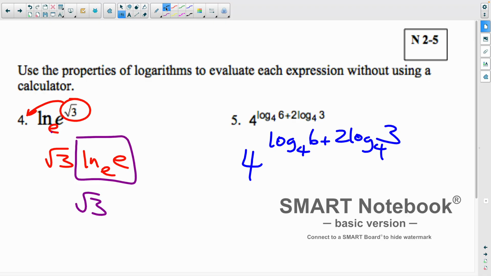So I'm going to ignore the 4 for right now. I want to see if I can get my exponent to be a little simpler. Okay? Anybody see something that I need to do first? I need to move this 2. I can't combine these right now because they're not exactly like bases. They have to look exactly the same. So log 4 and log 4, but this one had a 2 in front, so I'm going to move it back.